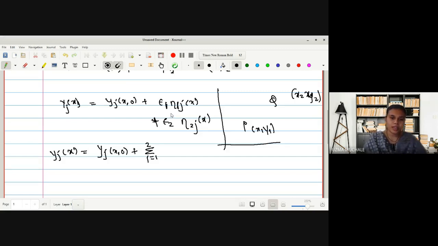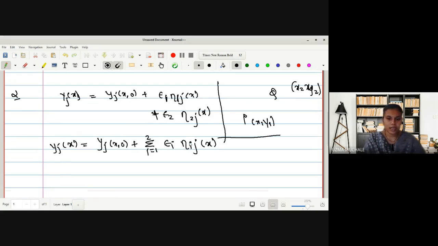Because we have only two integrals, that is I and J. If we were having only extremization of I, at that time we were using alpha. So here we can write epsilon i eta j of x. That's why I have written I here. So here it will be eta 1j. For the first one, if you run the summation, it will be epsilon 1 eta 1j plus epsilon 2 eta 2j. In general, we can write it as epsilon i eta ij.